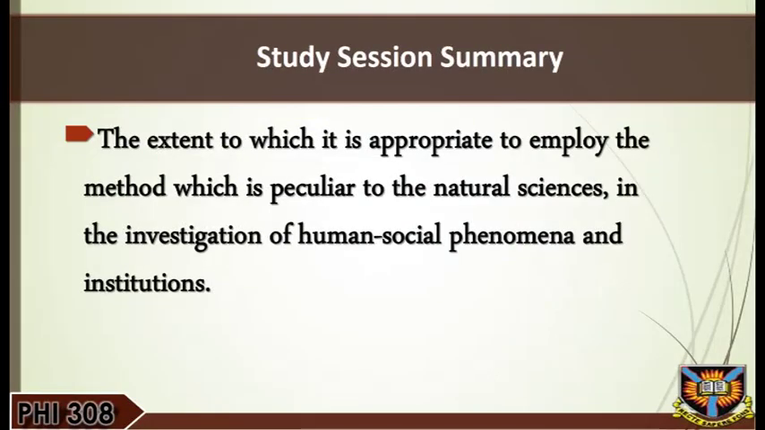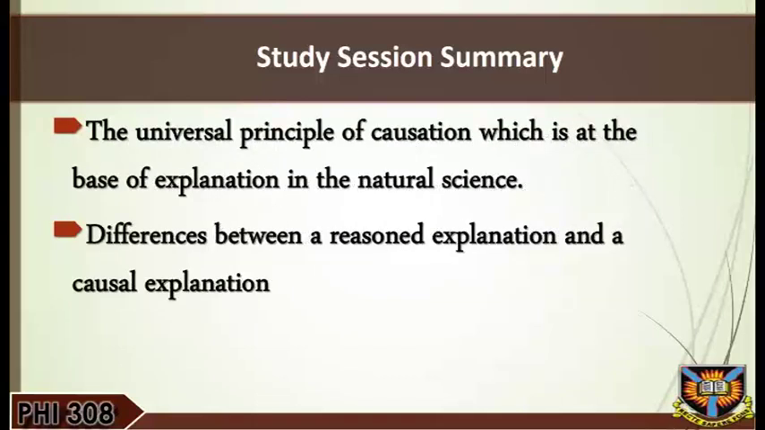Study session summary. So far in this lecture, we have examined the extent to which it is appropriate to employ the method which is peculiar to the natural sciences in the investigation of human social phenomena and institutions. We looked at the universal principle of causation, which is at the base of explanation in the natural sciences. We then looked at the difference between a reasoned explanation and a causal explanation and concluded that the unique nature of human beings and other objects of social knowledge make them inaccessible to the kind of cause-effect explanatory model used in the natural sciences.